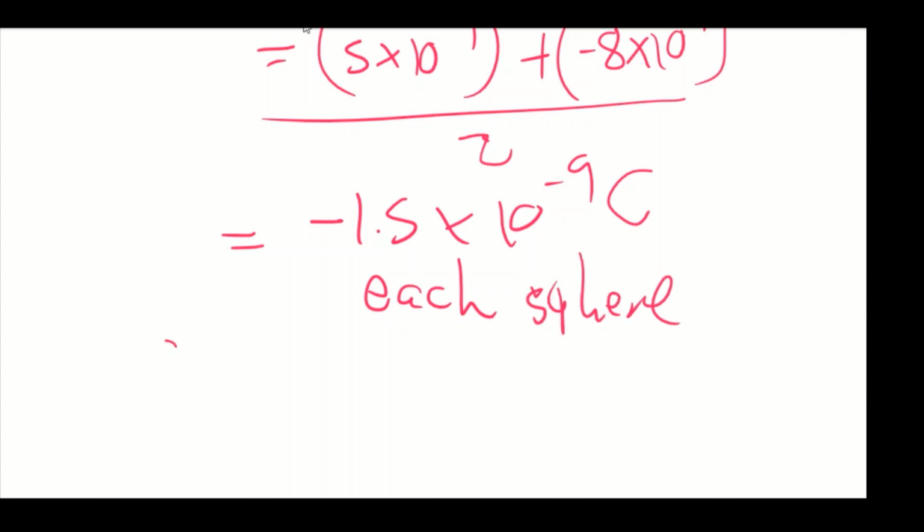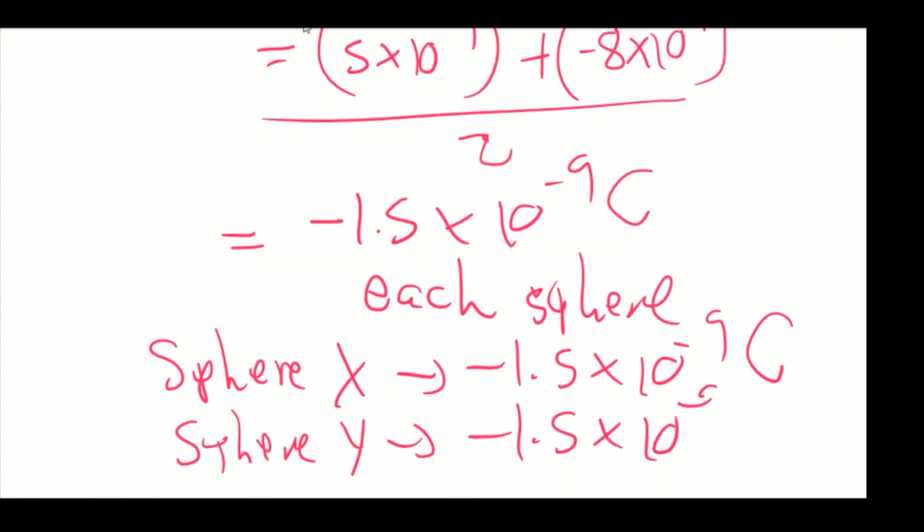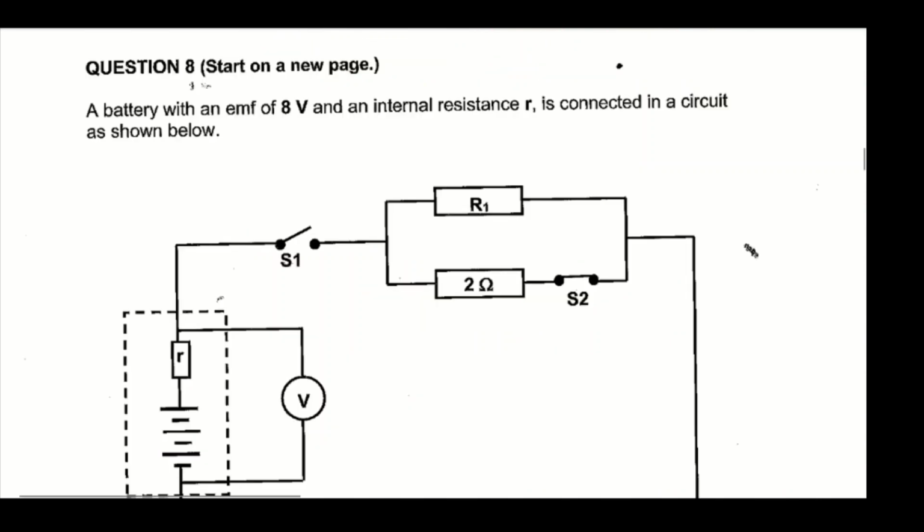So basically sphere X will have this charge of minus 1.5 times 10 to the power of minus 9 coulombs, and sphere Y will have this same charge of minus 1.5 times 10 to the power of minus 9 coulombs, right? But we are mostly interested in the charge of sphere X. Okay, so now we're going to do question 8.